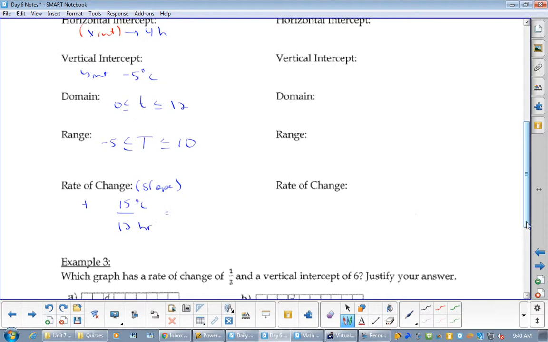So what does that work out to be if you put it in your calculator? 1.25 degrees Celsius per hour. Can somebody tell me what that means? Don't yell it out, but what does that mean? Yes? Connor? Good. So slope will actually give you your hourly rate, how much you make every hour, that sort of thing.